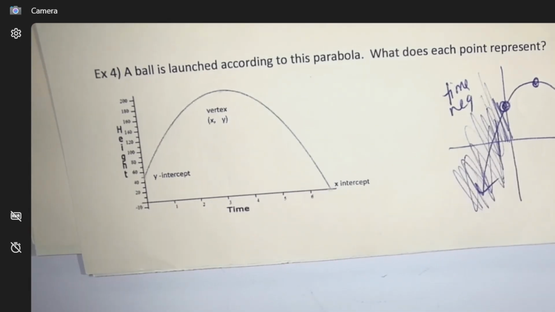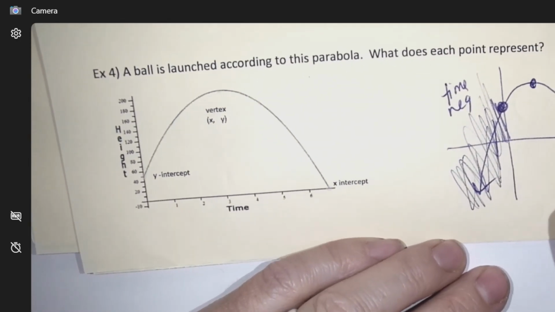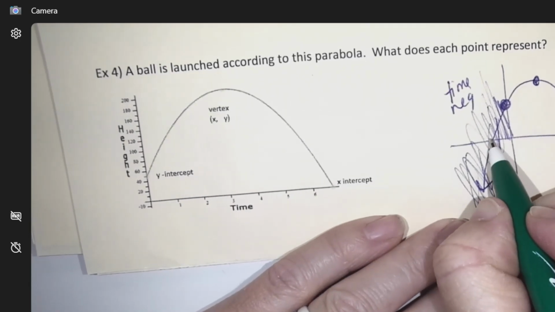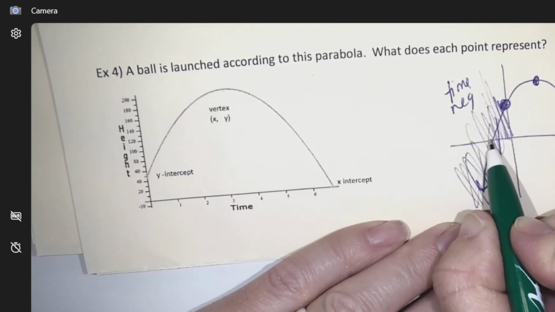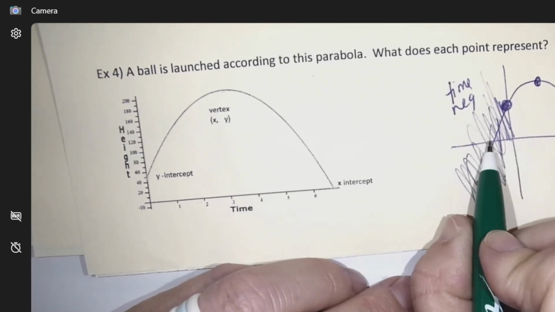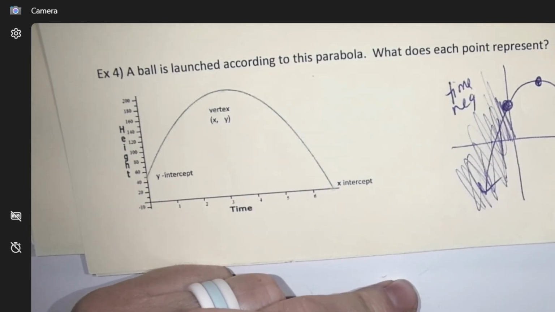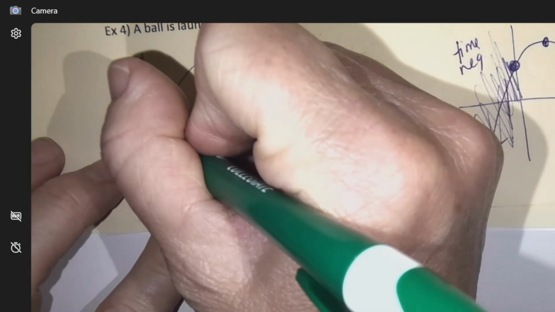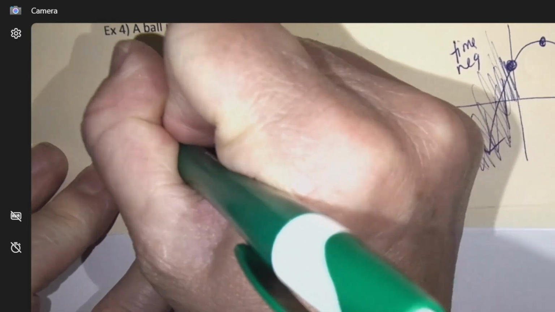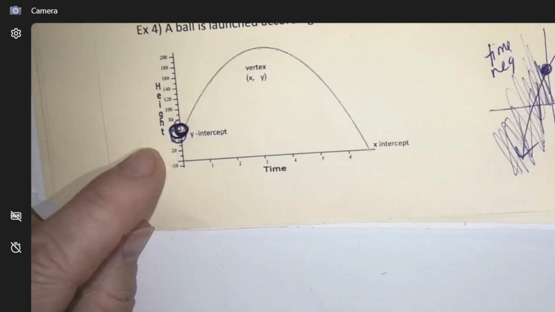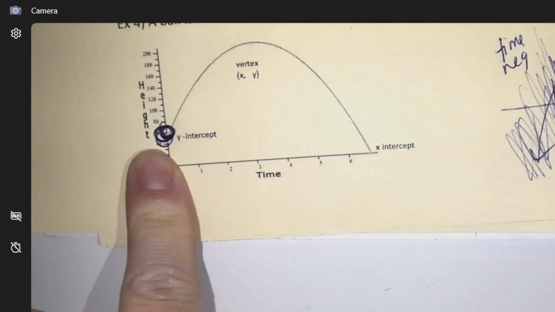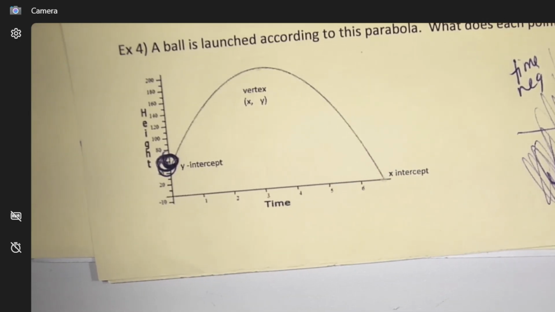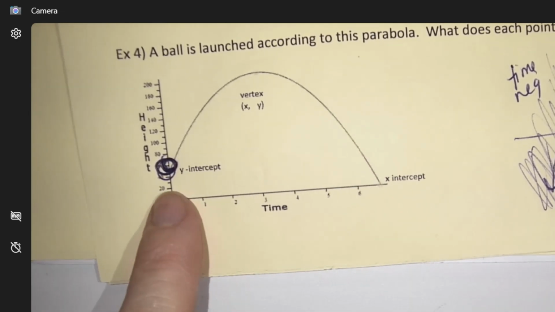Okay, so now we're going to concern ourselves about the important points, the intercepts there. So I don't have an x-intercept over here. I chopped it off because I can't say negative time. Okay, what do you think the y-intercept means? This is about me throwing a ball, and this is all happening. So what do you think the y-intercept means?